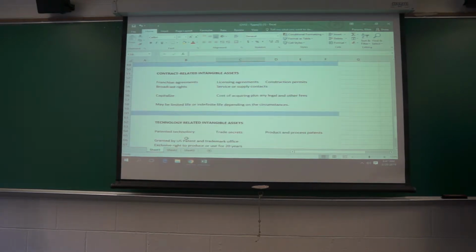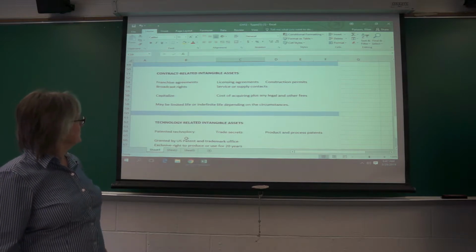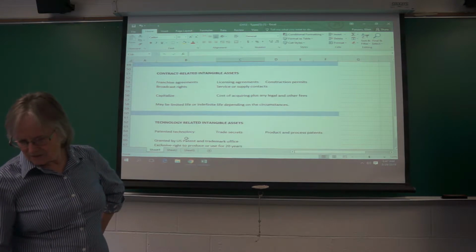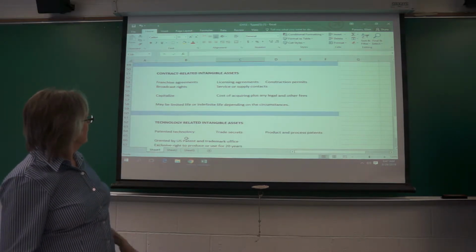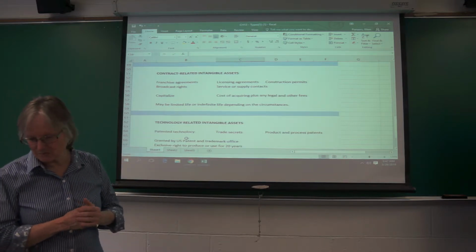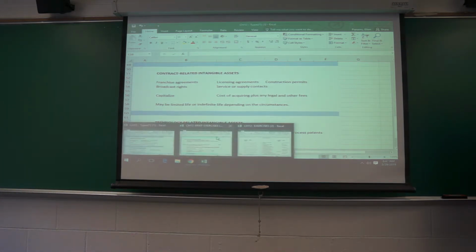And these would be your franchise agreements, various licensing agreements, broadcast rights. And these are generally, if you buy them, going to be capitalized. And they can be either limited or unlimited depending on the circumstances. And I think brief exercise 12.4 gives you a quick little example of these.